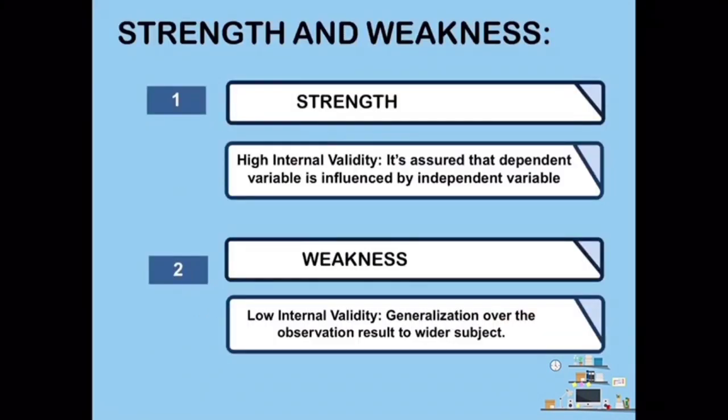Strength and weakness. The strength of the true experimental is high internal validity. It assures that the dependent variable is influenced by the independent variable. And the weakness of true experimental is low internal validity. So, if there is research, automatically the research is not focused on one. It could be that the result becomes B or C.